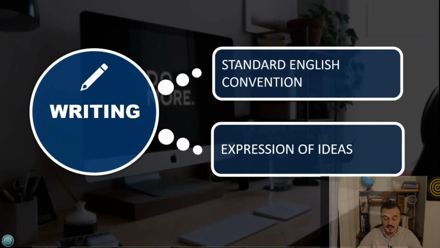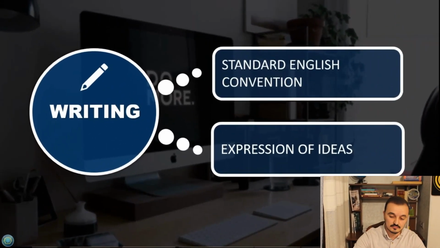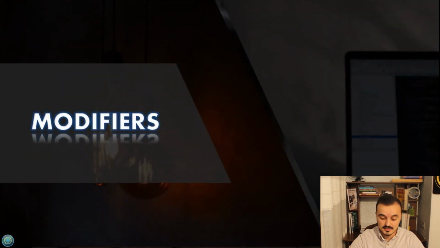I teach SAT verbal part, and today we're going to be talking about modifiers, one of the topics tested on the SAT writing section. The writing section consists of two main parts: standard English convention and expression of ideas. Today's topic falls into the first category, standard English convention. Modifiers.